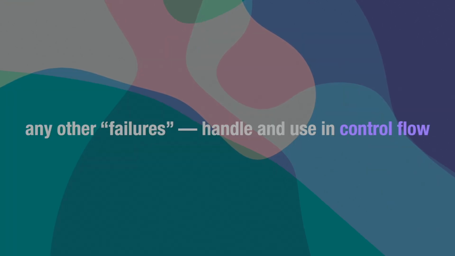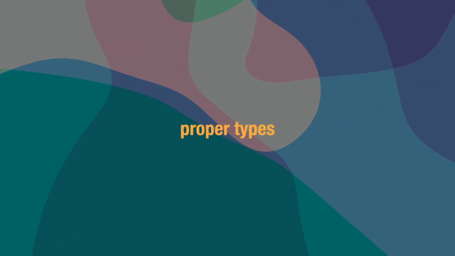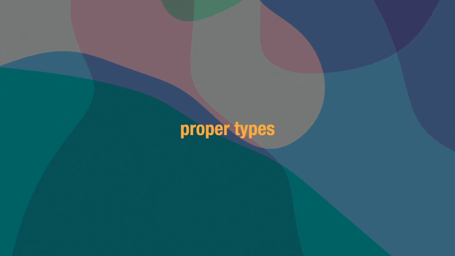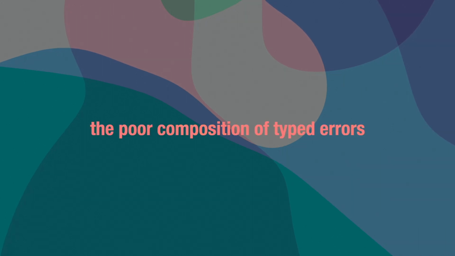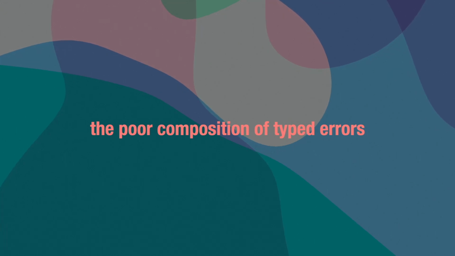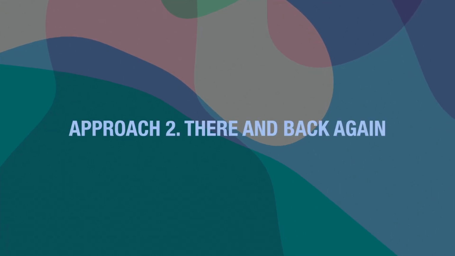If there are any other failures, they're not exceptional. We handle them and use control flow. Track this using proper types and values: Result, Optional, custom ADTs, whichever one fits, as we discussed in the previous lesson. And we keep in mind what information is needed for reporting versus control flow. The problem with this approach is a poor composition of typed errors, as we've seen before. If this is rare, then it's manageable. Otherwise, it's really annoying.